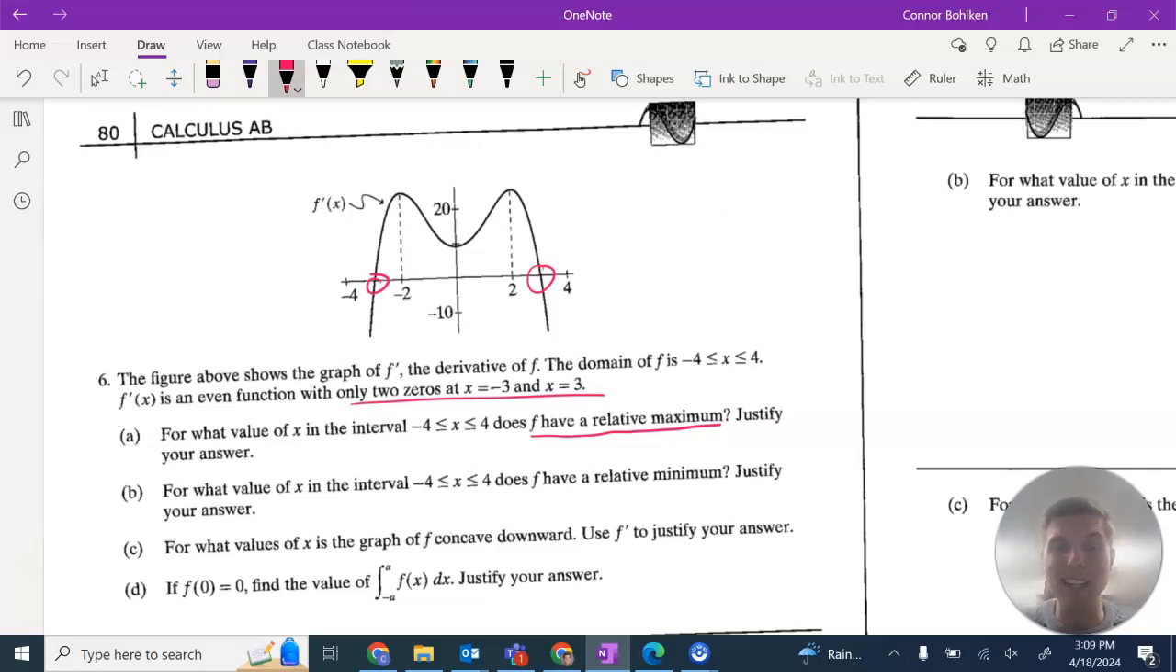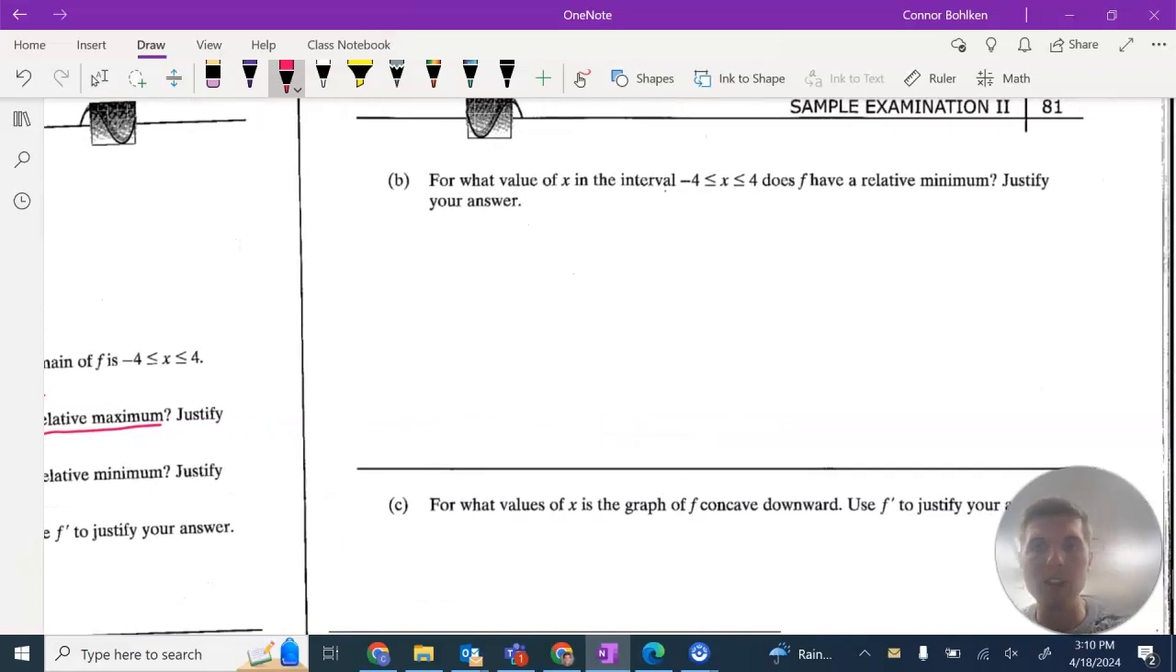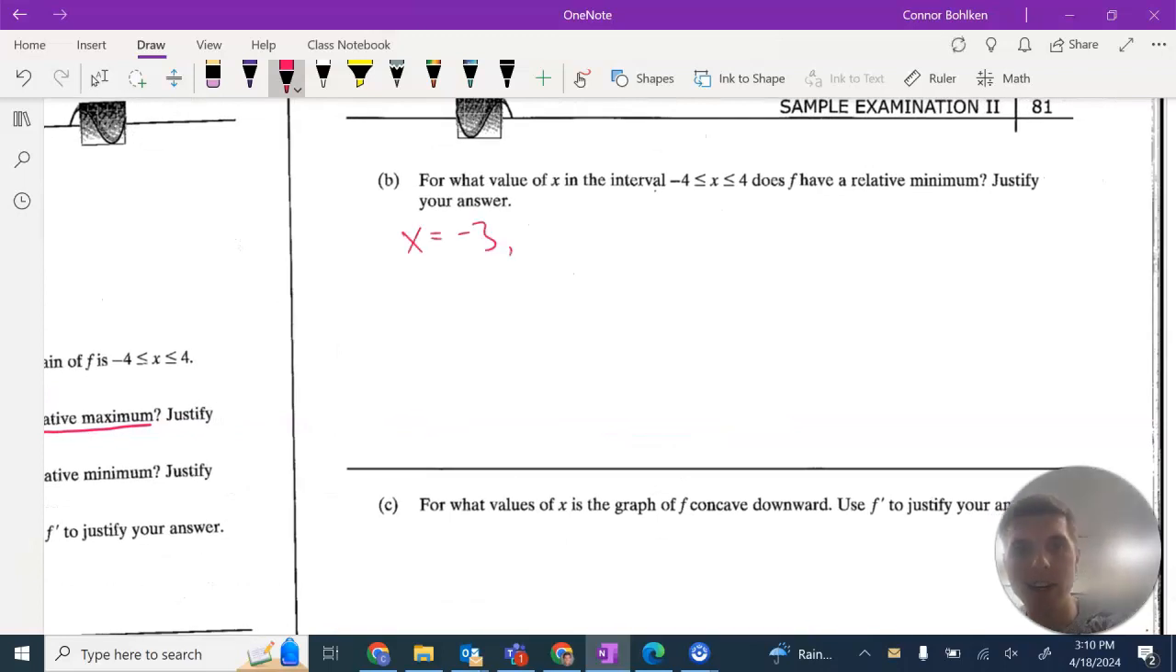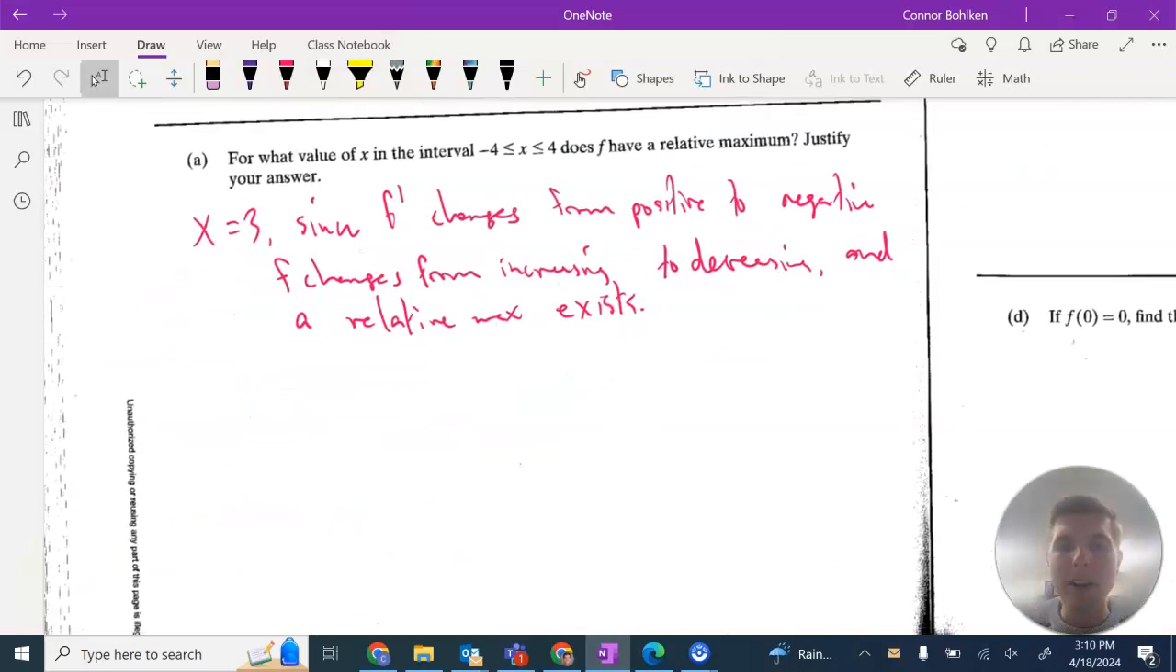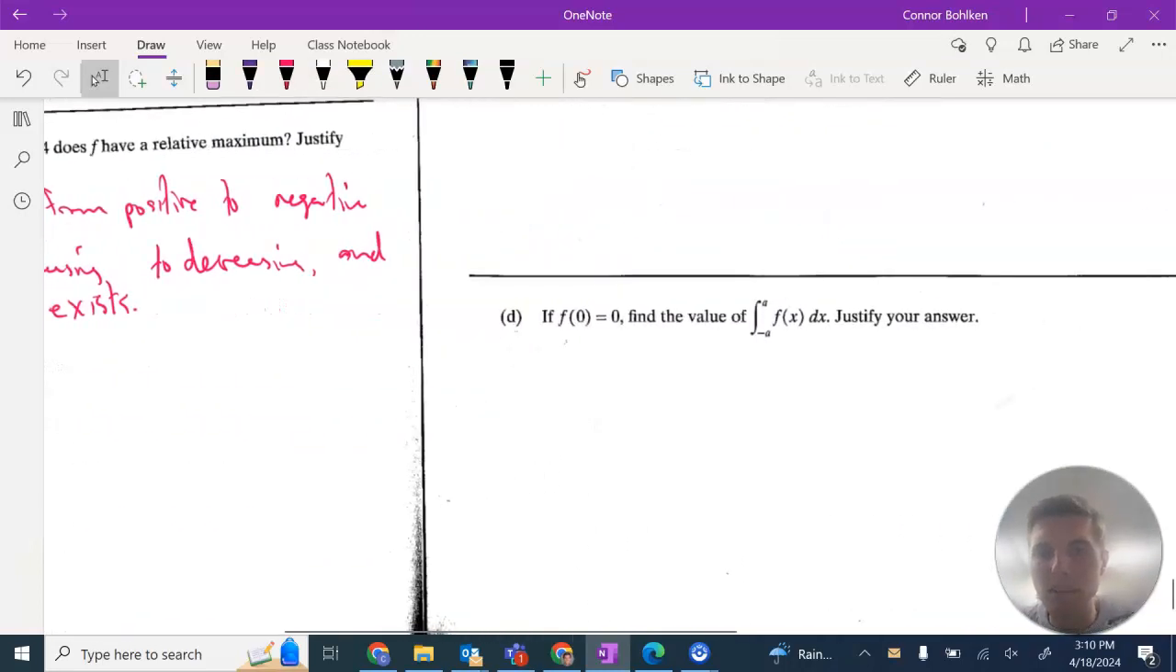So if you were unsure about the exact answer and you tried to graph it, first of all, we don't have a function, but second of all, they told you. So relative min, x equals -3, since f prime changes from negative to positive, a relative min exists. I'm not going to add that second chunk, but you could say, therefore f changes from decreasing to increasing.